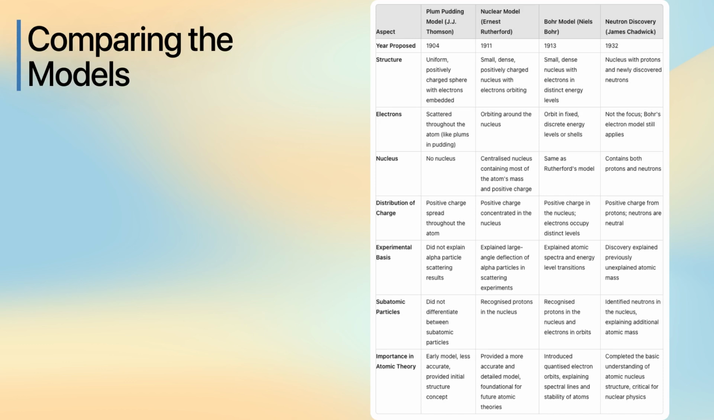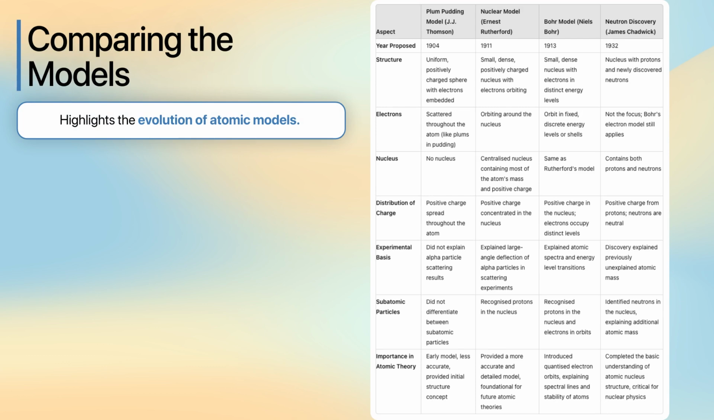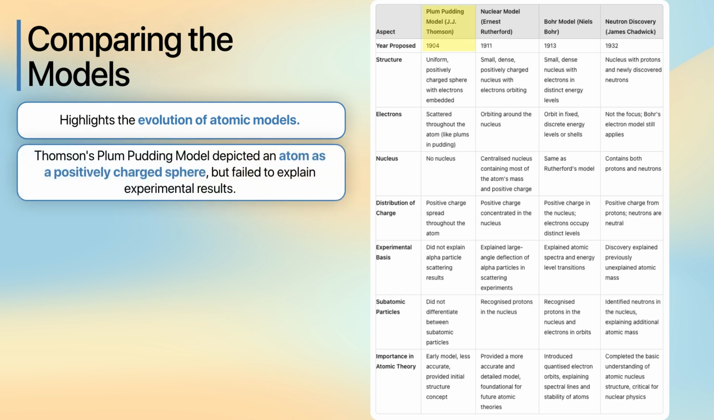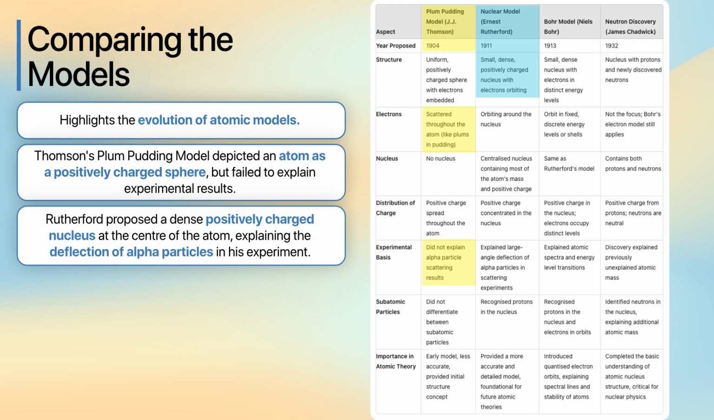Let's have a look at everything we've covered so far. This table highlights the evolution of atomic models, showcasing significant milestones in our understanding of atomic structure. J.J. Thomson's plum pudding model, 1904, was one of the earliest concepts, depicting the atom as a positively charged sphere with electrons scattered within, like plums in a pudding. However, it failed to explain certain experimental results, leading to Ernest Rutherford's nuclear model, 1911. Rutherford proposed a dense, positively charged nucleus at the center of the atom, with electrons orbiting around it, which explained the deflection of alpha particles in his scattering experiments.